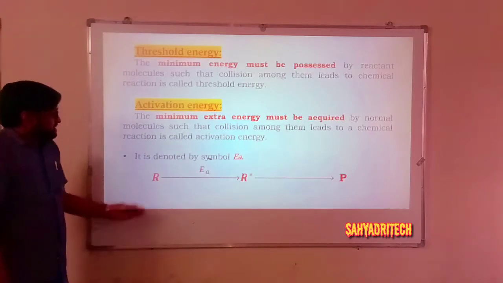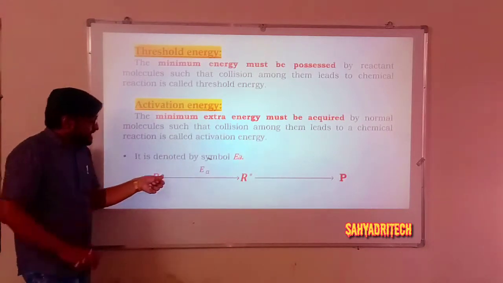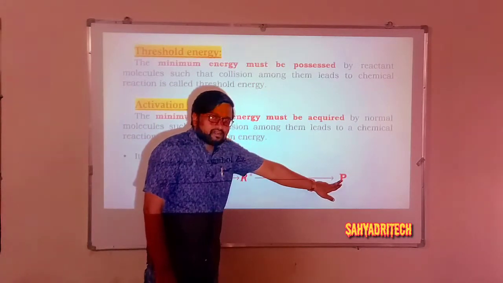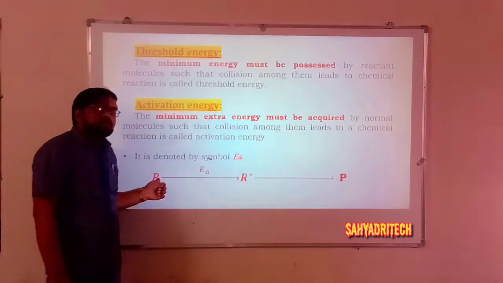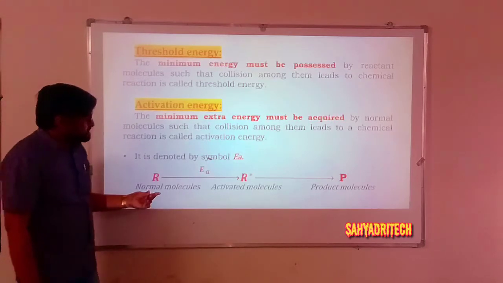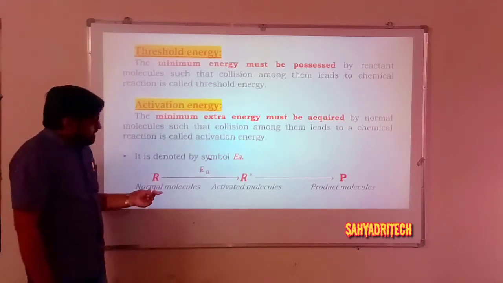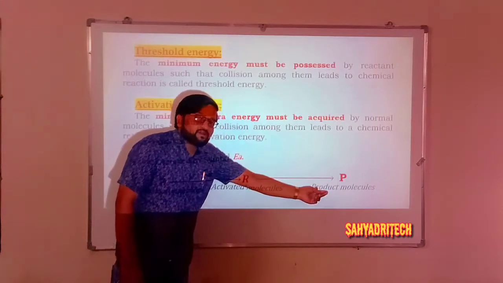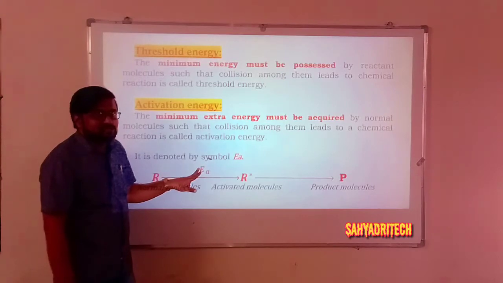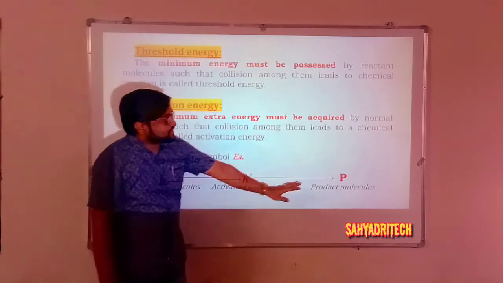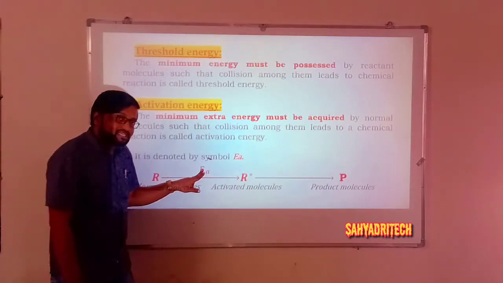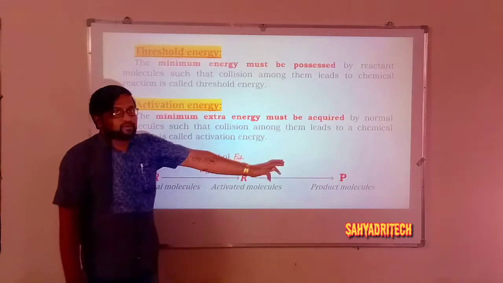Okay, now a general representation. If reactant molecules want to give rise to product, these reactant molecules are associated with a certain minimum energy, so we call them normal molecules. To give product, what is necessary? They have to acquire certain extra energy, so that the reactant molecules get converted into product. If they do not acquire this minimum extra energy, there is no conversion of reactant into product.